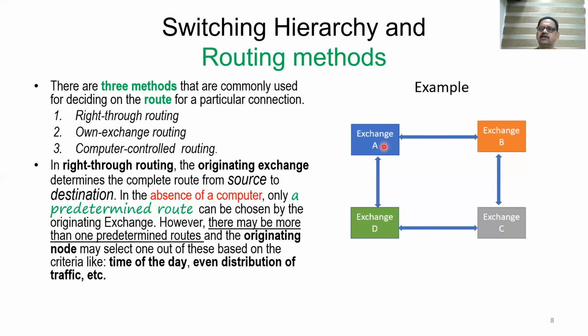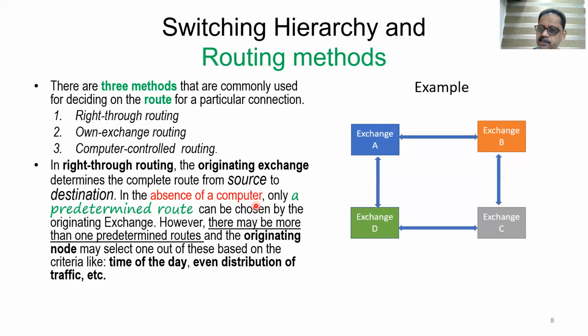So here what I want to impress upon you is that exchange A has full controlling authority over how the call to this exchange is to be connected. In this example, we have two paths, via B and via D. So this will decide. Let us look into it. This is the source exchange, this is the destination exchange.